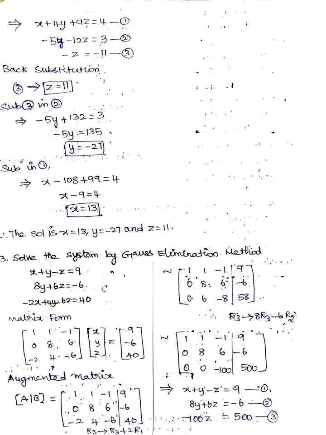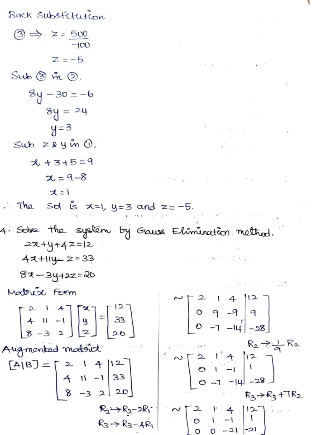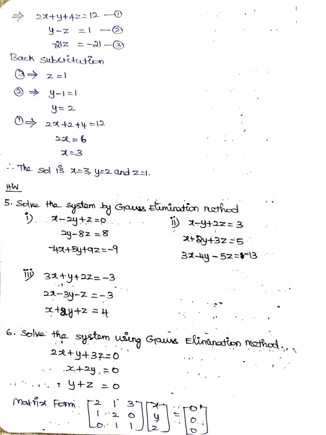After that, using the rows R1, R2, R3, use R1 to make the entries in R2 and R3 zero. Then after that, use R2 to make the entry in R3 zero. Finally, we have three zeros, that is, an upper triangular matrix. After the upper triangular matrix, we use the back substitution method and find the values of x, y, and z.